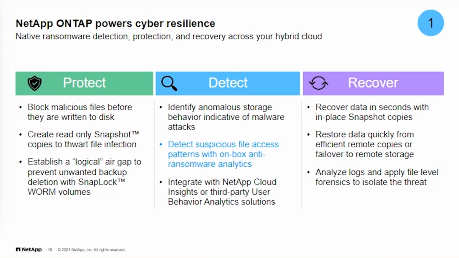And then as it relates to recovery, we can recover data in minutes and even as little as seconds using our snapshot recovery capabilities. And that can be both remote as well as local. We can restore data quickly from remote copies or fail over to remote storage if we feel that there's a potential threat that's hitting our primary storage or if we have an outage. And then finally, we have the capability to provide logs and apply file level forensics to isolate the threat to make sure that we don't repeat the problem through an existing threat that might still remain in a copy.